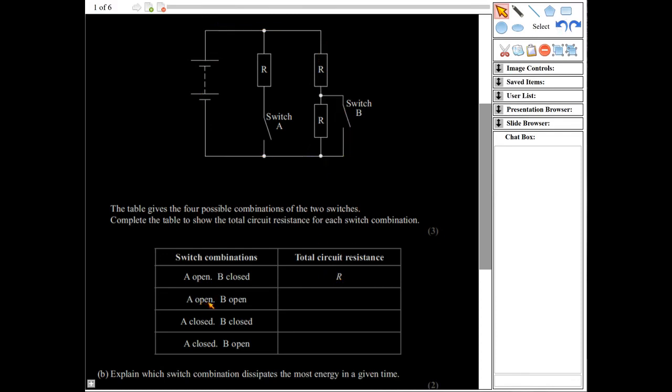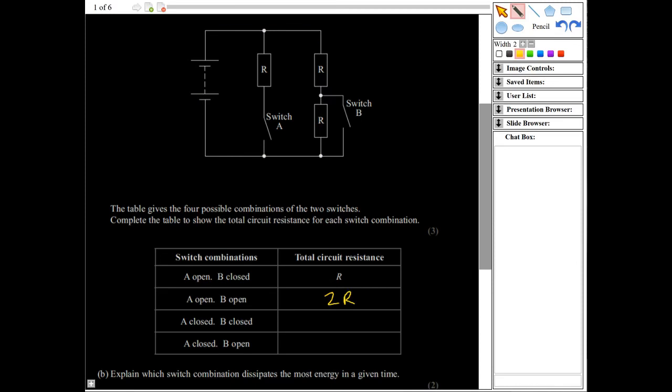Okay, then if we look at A is open and B is open, so both of them are open like that. Now the current would need to go this way, because that's the only way it can get from here around to here. Well, actually, the electrons would flow this way, wouldn't they, around there? But they would need to go through this resistor and then through this resistor. So in this case, the total resistance would be this resistor plus this resistor. They're in series, so it would be R plus R again. So here would be 2R.